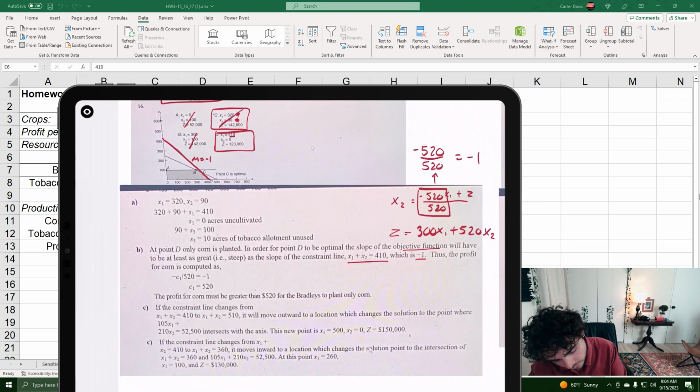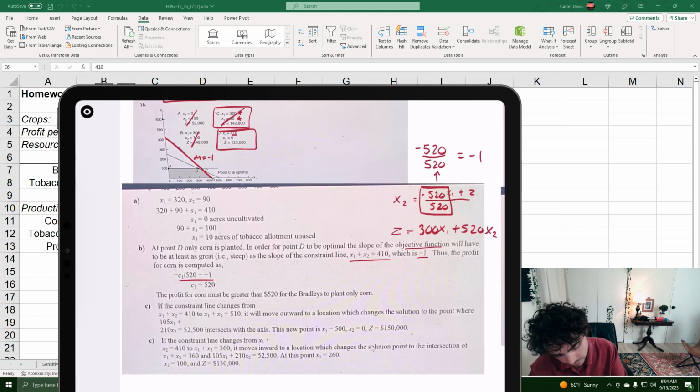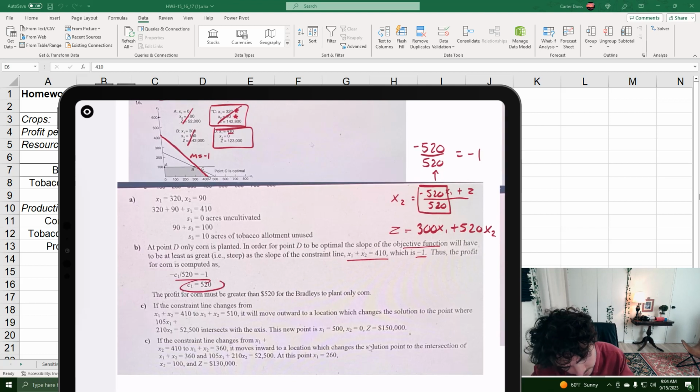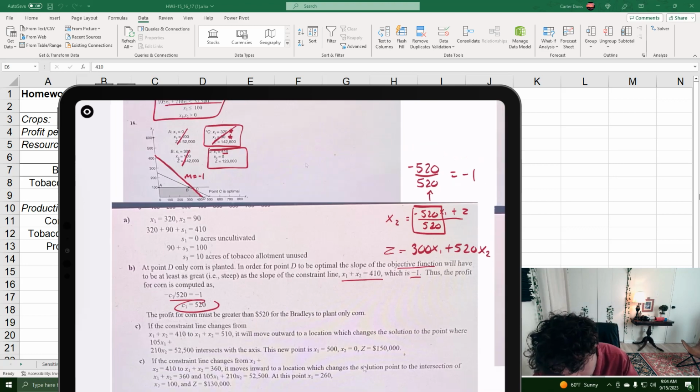So I did it a weird way. It looks like they have a nice formula for it. I don't know how that works. But 520, same idea. Okay. So the profit for corn must be greater than 520 in order for them to only plant corn. I don't know. Yeah. Okay.